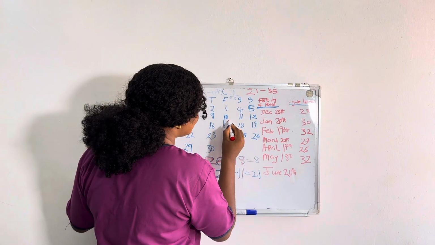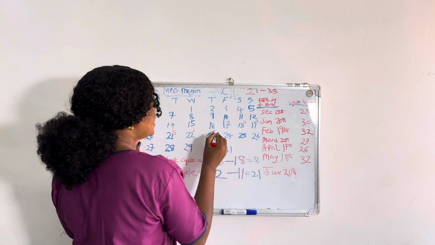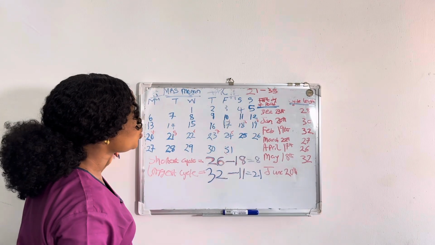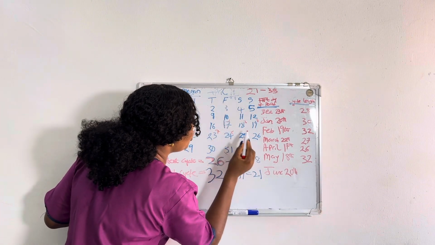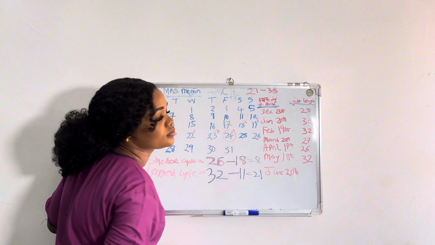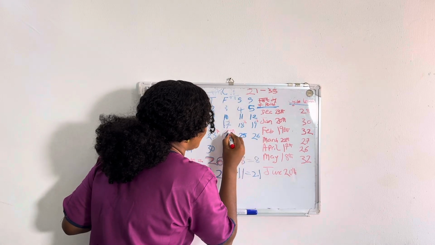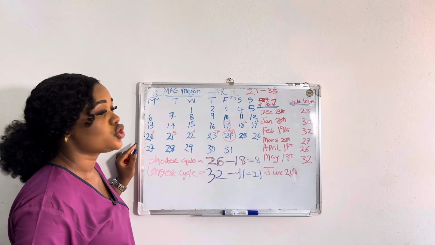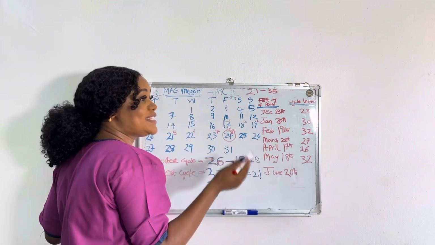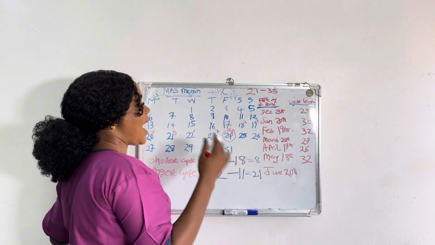So the 17th was our day 1, day 2, day 3, day 4, day 5, day 6, day 7, day 8, sorry. So from the first day Mrs. Megan started seeing her period down to 8 days, which is on the 24th. So from this day 8, which is the 24th of April, her fertile window begins. So if she has unprotected sex from this 24th of April, her chances of getting pregnant are high.